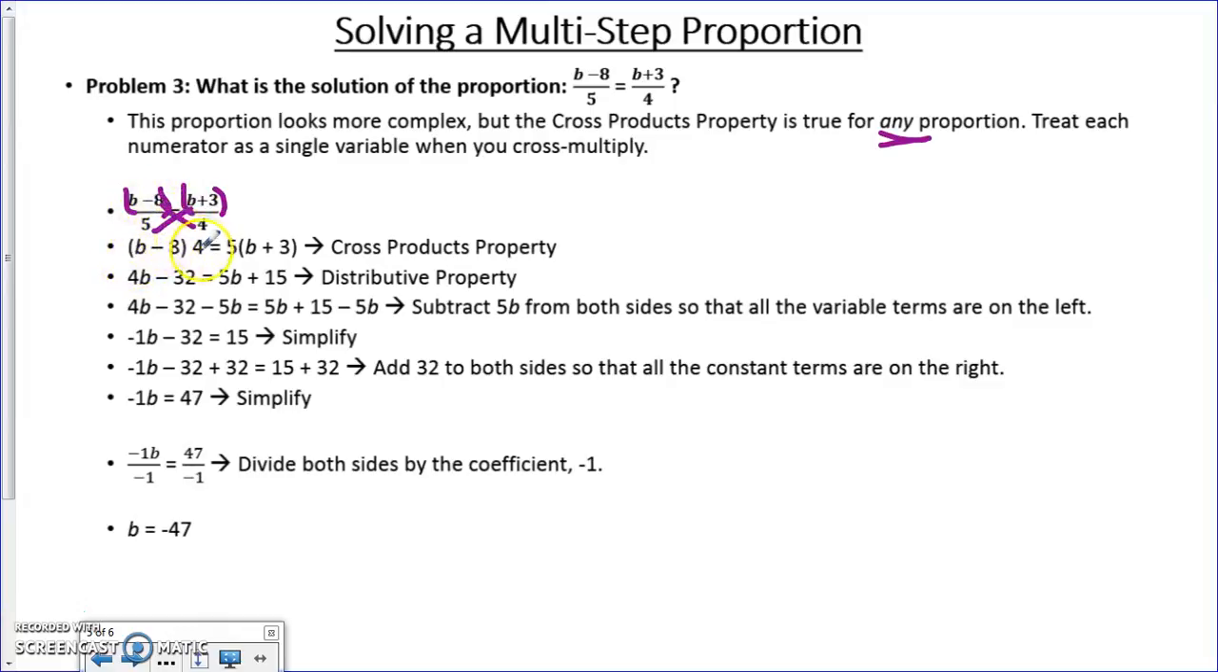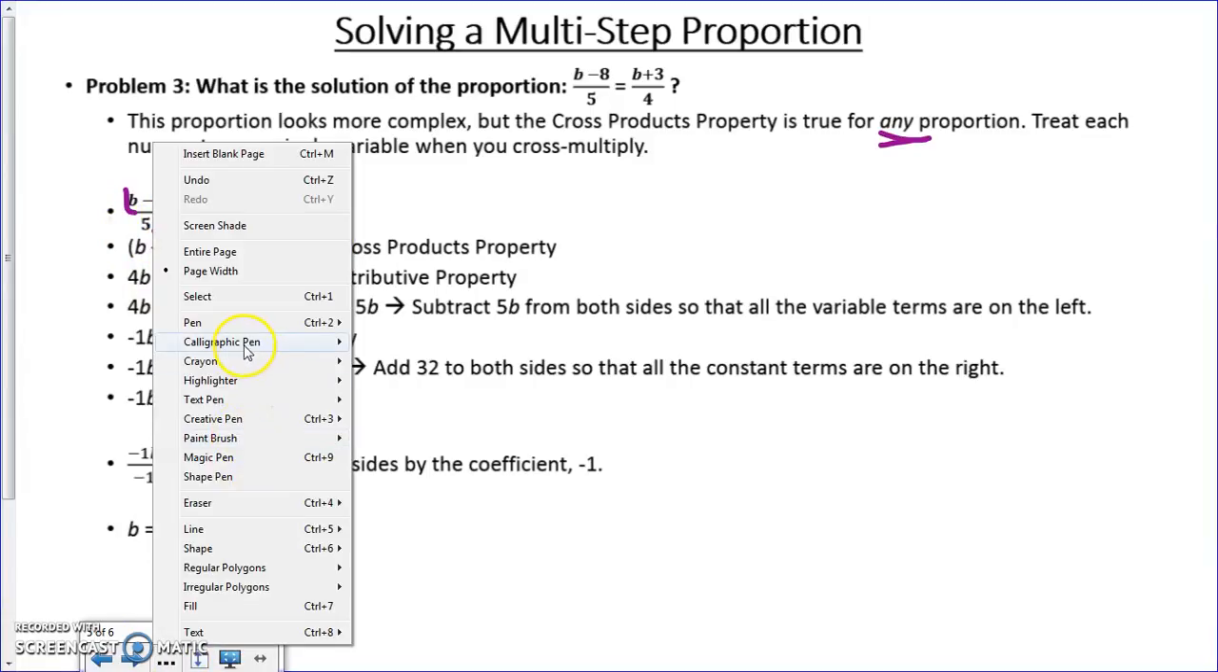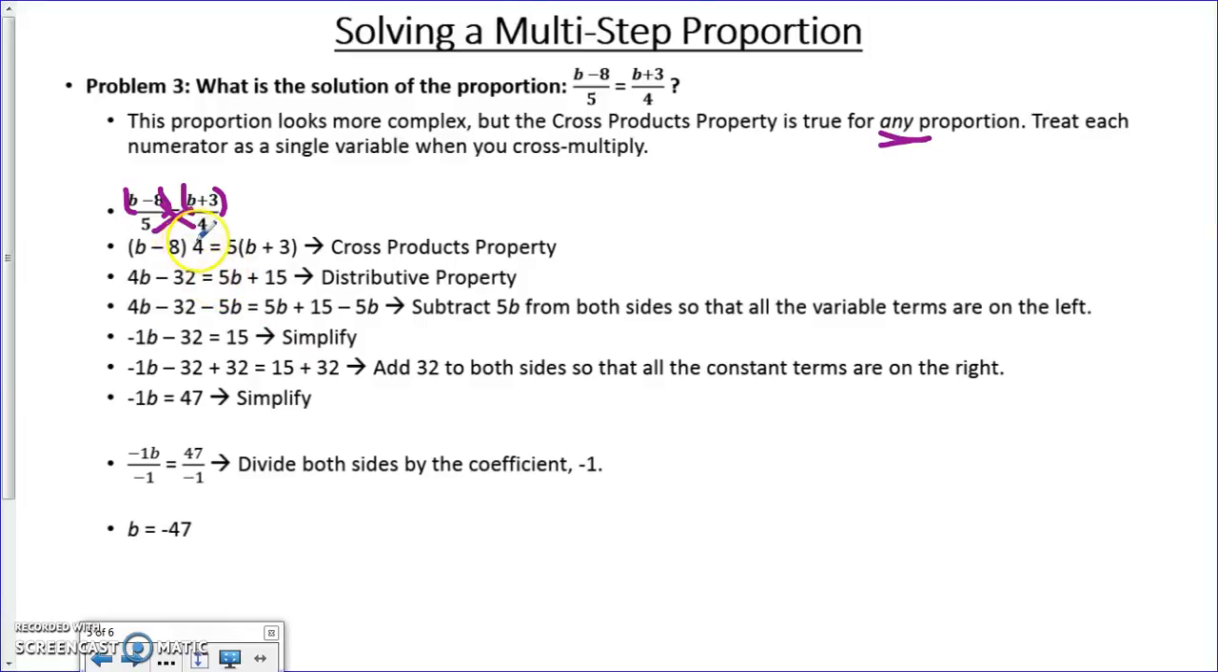b minus 8 times 4 equals 5 times b plus 3. Distribute. Make sure you distribute all of the terms. 4 times b is 4b. 4 times 8 is 32, so minus 32, equals 5 times b is 5b. 5 times 3 is 15.